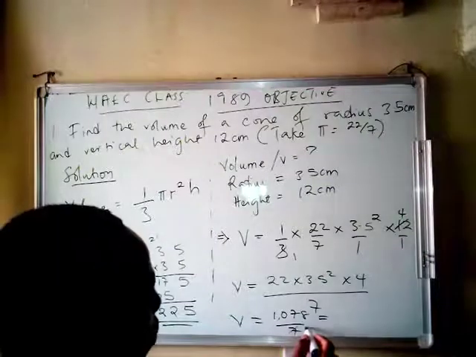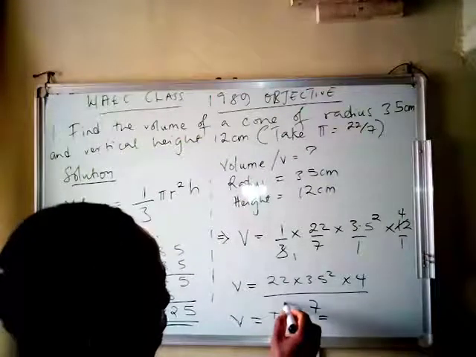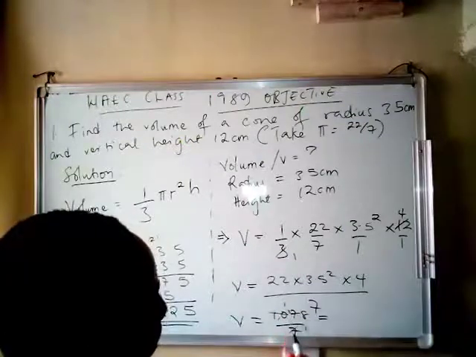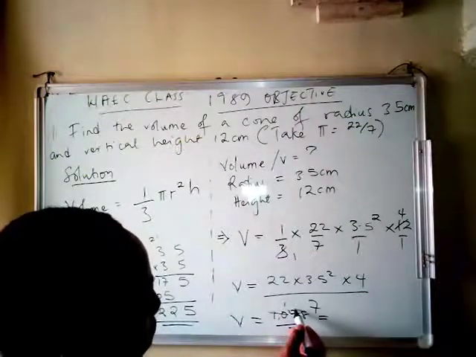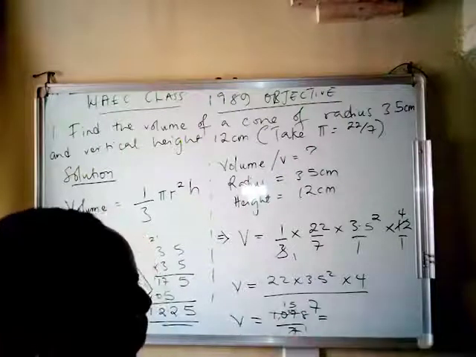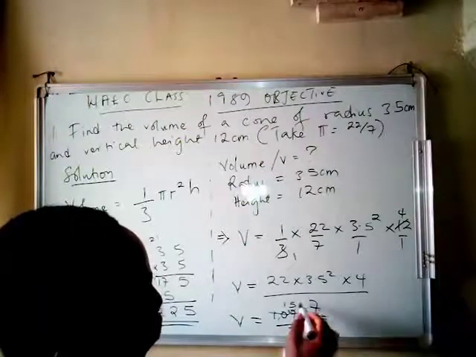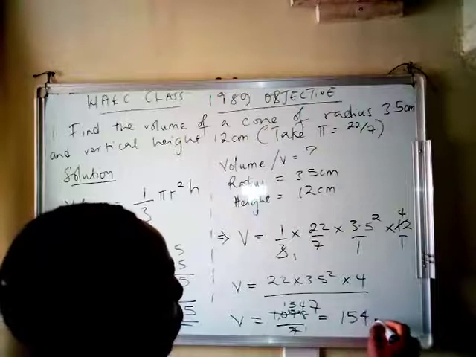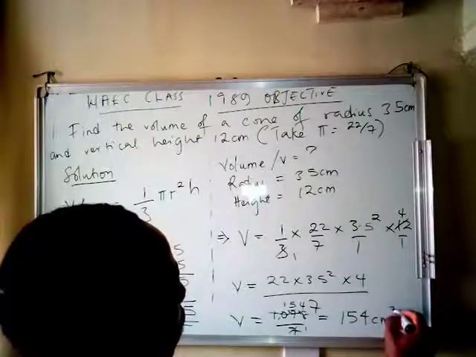So 7 into itself is 1. 7 into 10 is 1. Remember 3. The closest multiple of 7 to 37 is 35. And the factor is 5. And that will remain 2. So you have 4 there. So our answer is 144 centimeter cube.